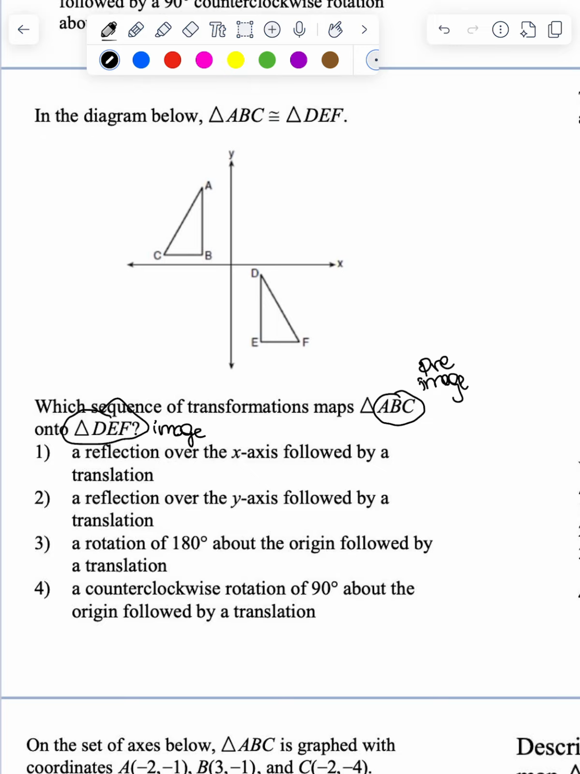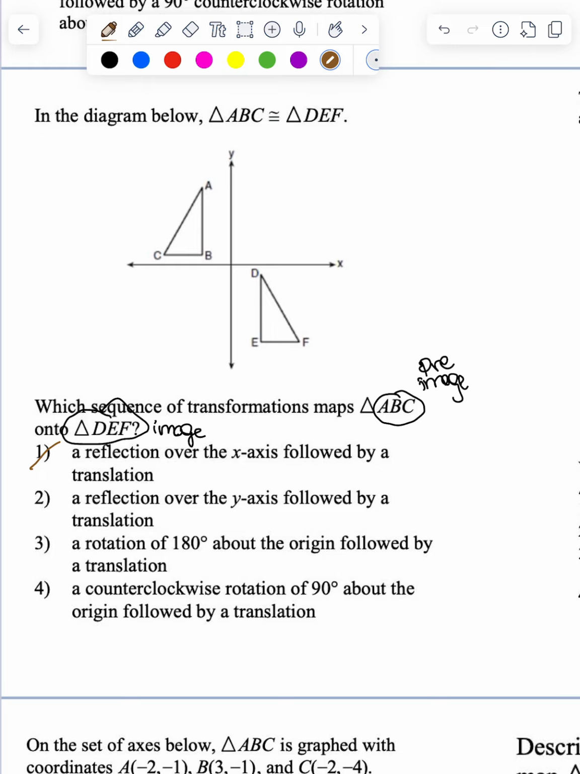So a reflection over the x-axis followed by a translation. So I already kind of see that's not going to work, and I'll explain why. Because if I take triangle ABC and I reflect it over the x-axis, since it's a mirror image, it's going to be facing like that. And then a translation just slides, so it's not going to be oriented the same way as triangle DEF. So since the orientation's not going to be correct, that answer choice is not going to work.